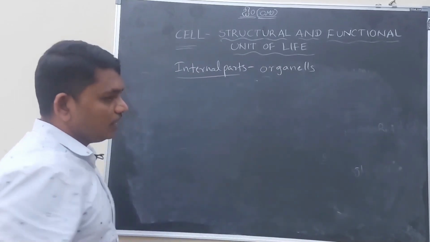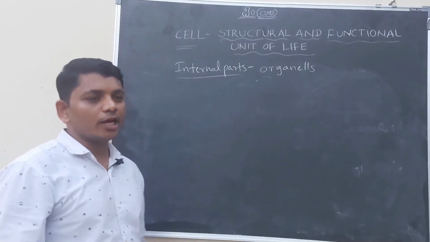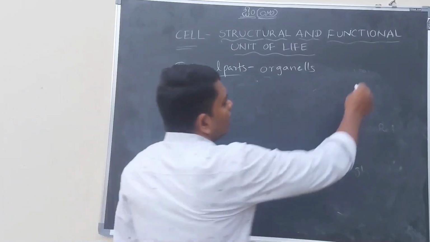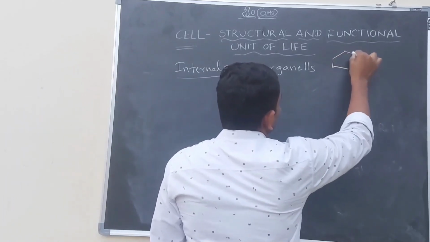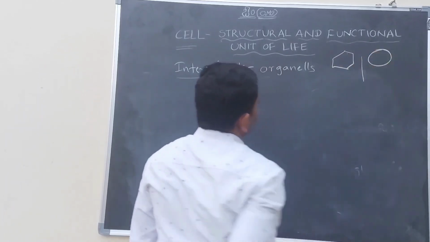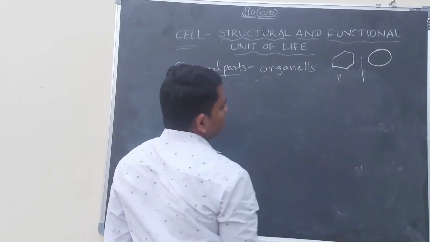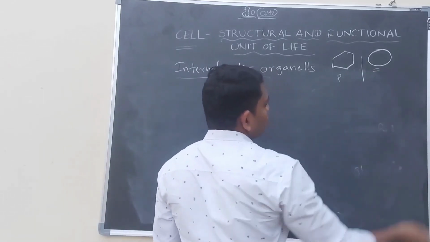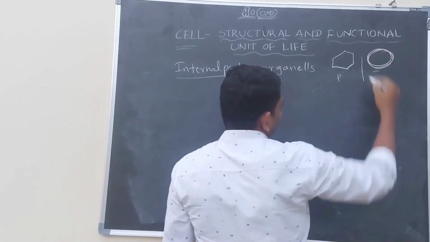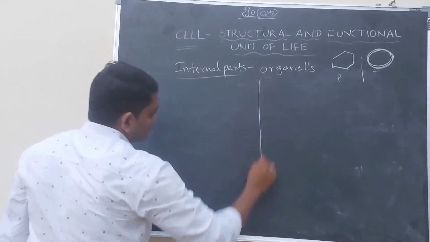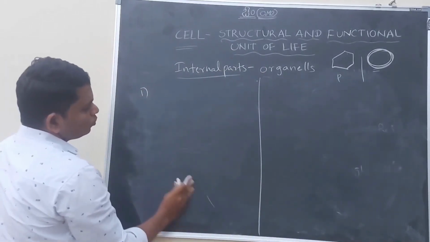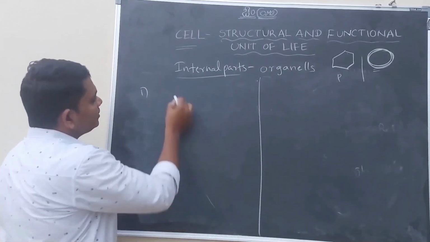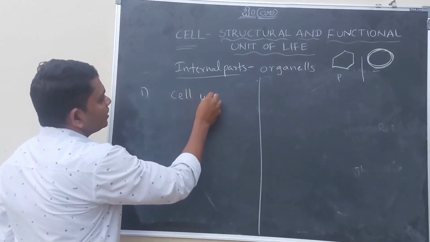Let us discuss the differences between the plant cell and animal cell. From the start of my lesson, I have been telling you about differences between a plant cell and an animal cell. The structure of the plant cell is usually shown as hexagonal, and the animal cell is usually shown in a circular shape. Let us discuss the important points. Plant cells have a cell wall. Cell wall is present.